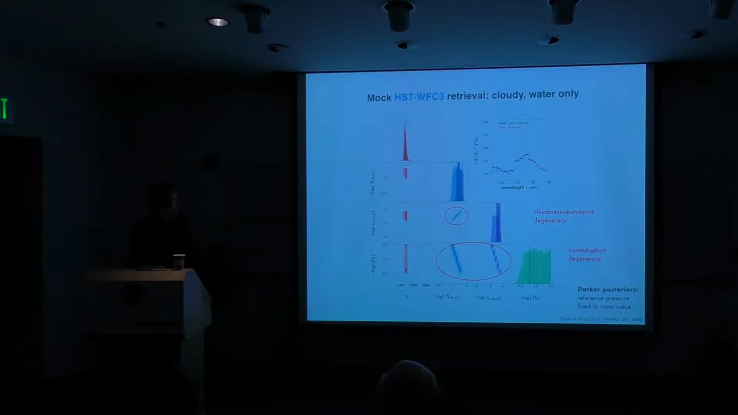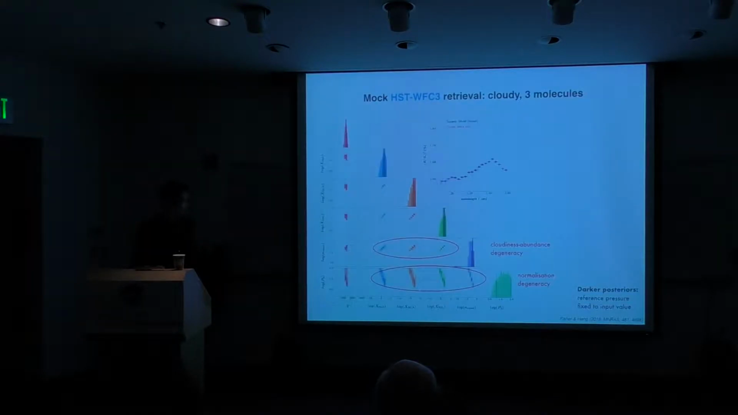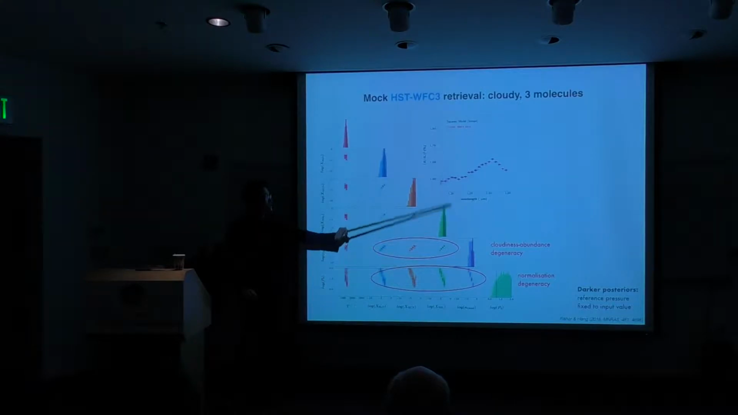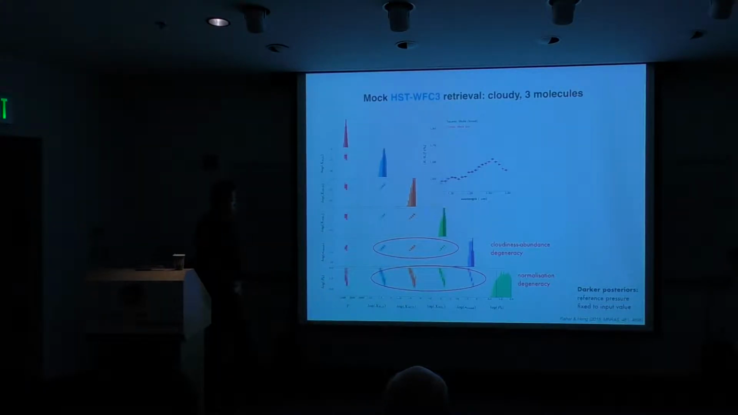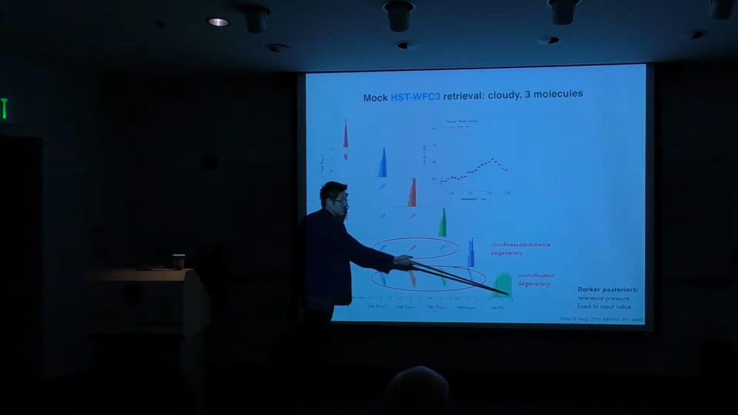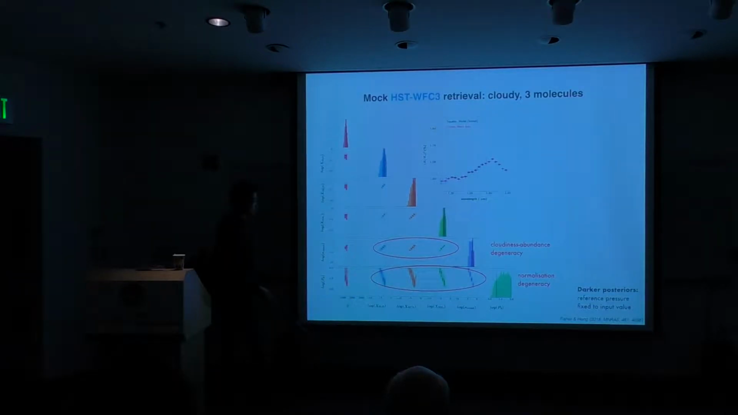The next thing you could do is you could put in more molecules, because for physical reasons, we expect hydrogen cyanide and ammonia to have spectral features in this range of wavelengths and this range of temperatures. And here you see clearly that each of them is limited by the normalization degeneracy, because this is unconstrained and prior dominated. It's also limited by the cloudiness abundance degeneracy, which determines all of the widths of these features. But again, for reasons I just described, the temperature is rather tightly constrained.